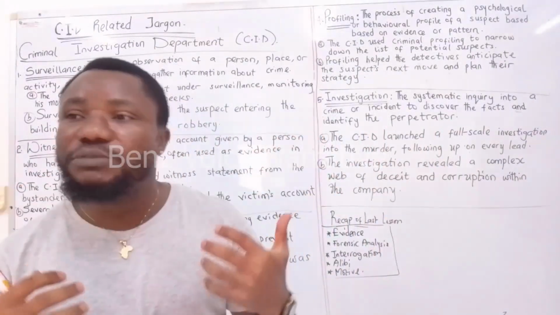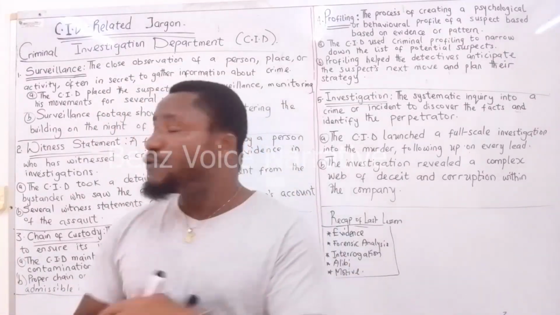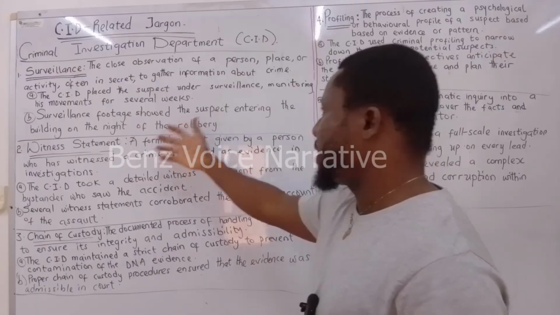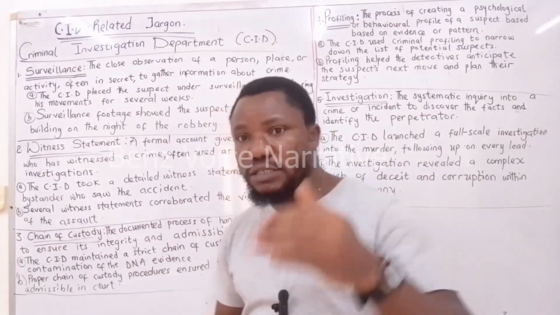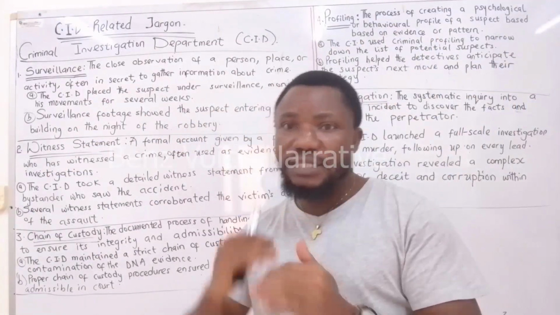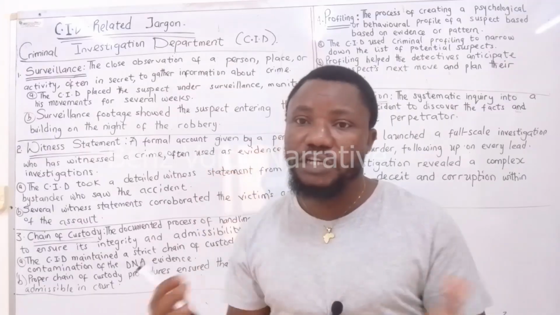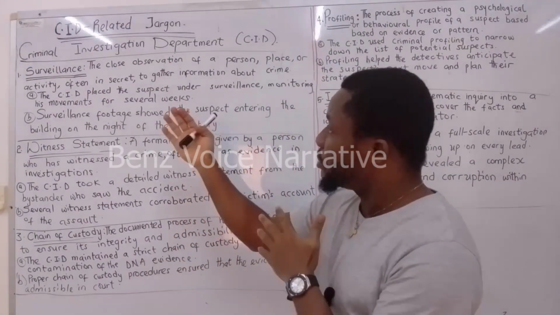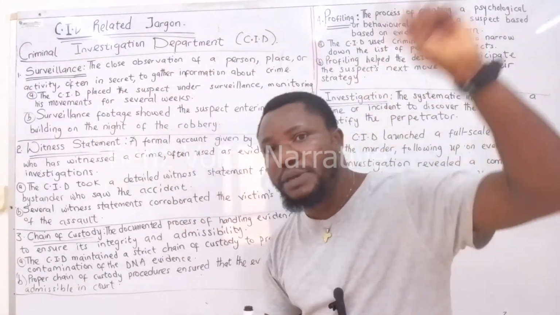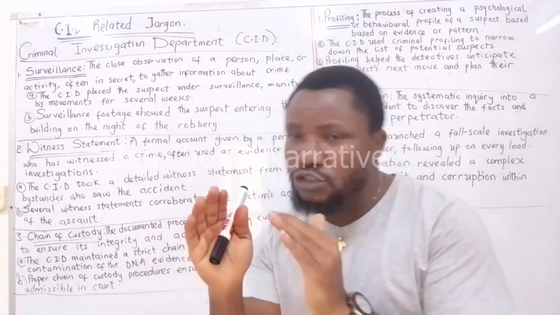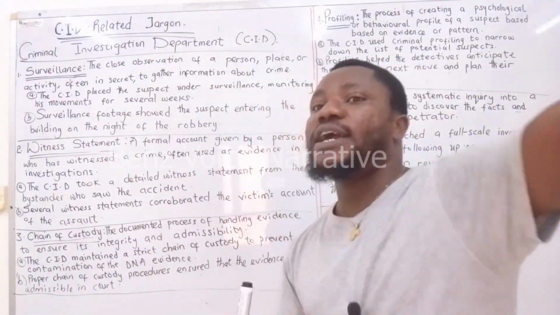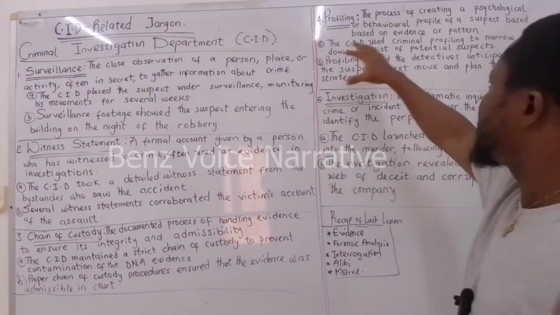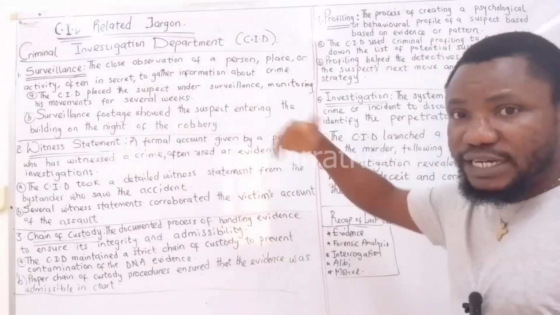Now, how does this come to mind? Before you have officers or CID put up surveillance, there must have been a lead. A lead is a hint, a piece of information given to the department that maybe this person is a suspect of a crime, or there's a crime going on somewhere else. So there's a lead given.